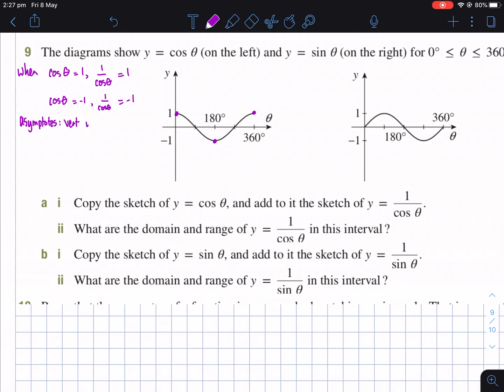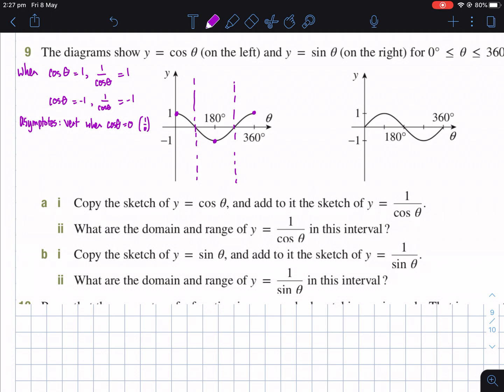Asymptotes. Vertical when cos theta equals 0, because you can't do 1 on cos theta. So that's cos theta equals 0 here and here. So we're going to have asymptotes there.